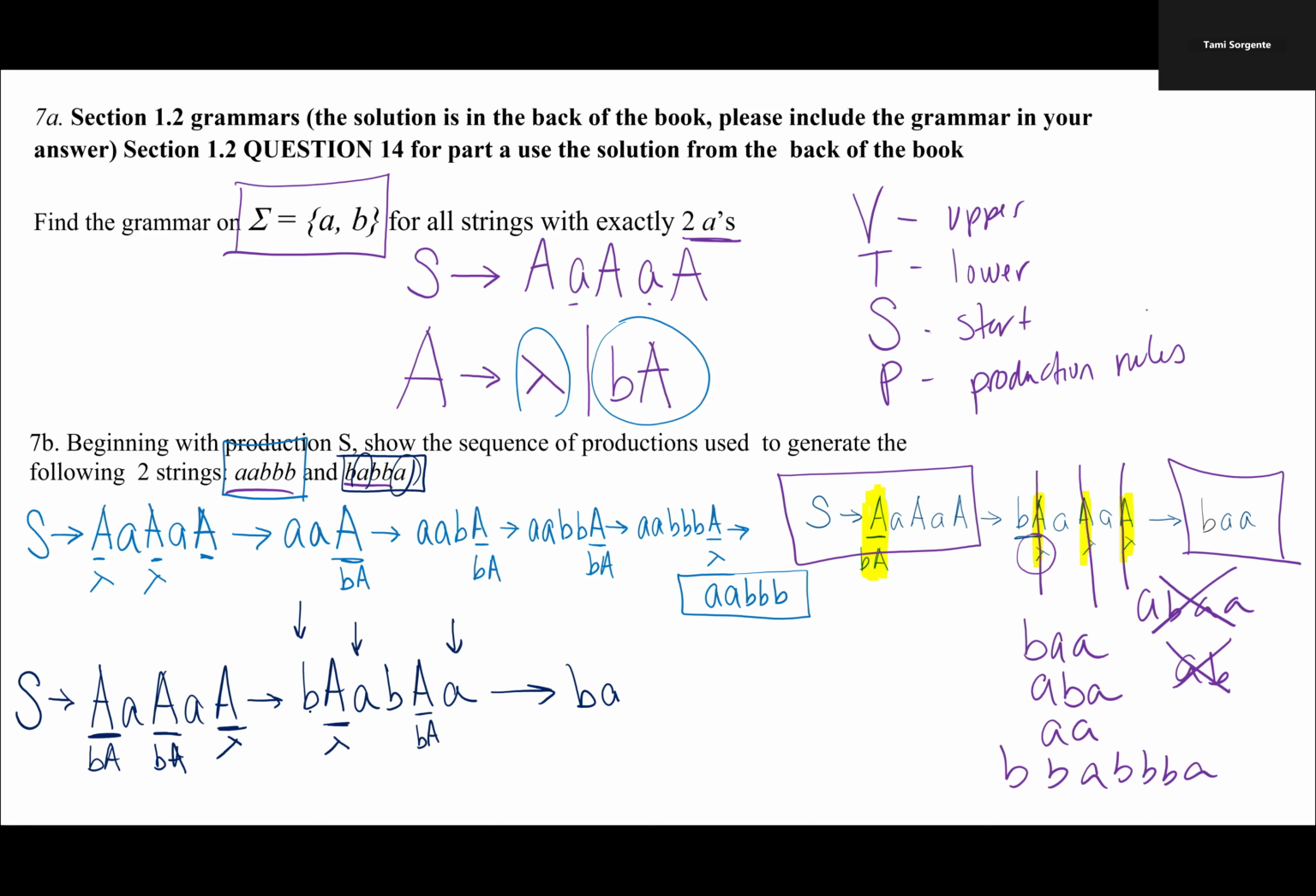So you always leave your terminal symbols in your string. So I have a B. I'm going to pick up another B here. And then I have my A at the end. And then I just need to lambda that one out. And I will have B, A, B, B, A.